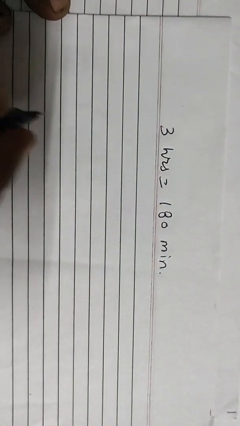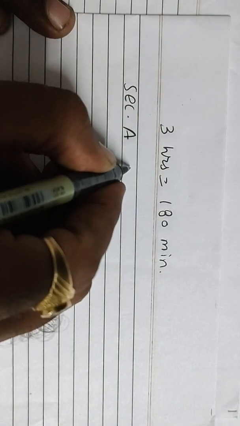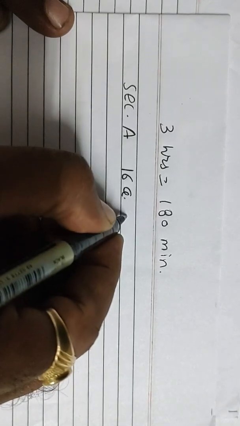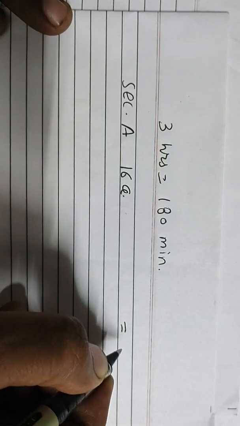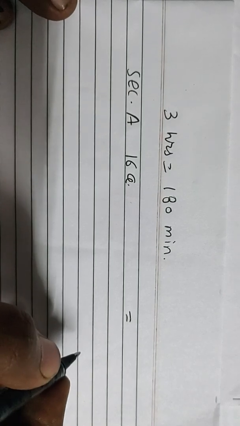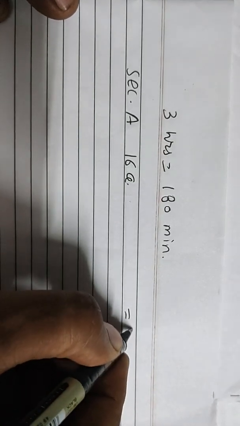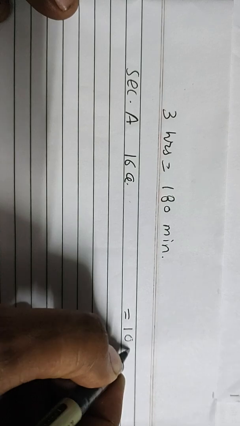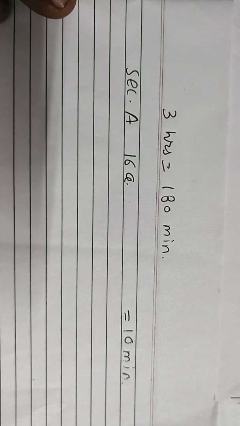Now section A, total 16 questions. You need to complete all these 16 questions in 10 minutes, because in the first 15 minutes you can remember all the answers of all the objective type questions. When the bell rings and it is announced to start writing, you have to complete writing in 10 minutes. Directly write the answer. For God's sake, don't write the question. Directly write the answer.